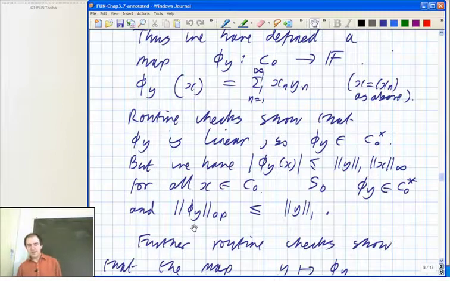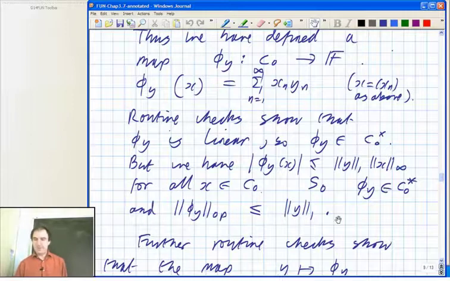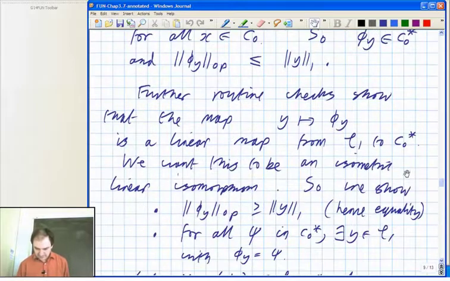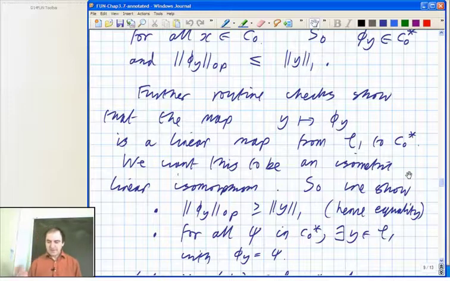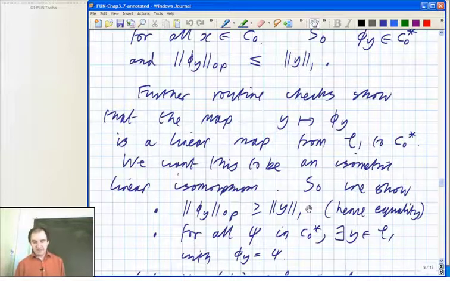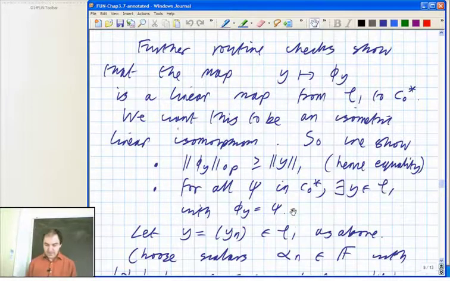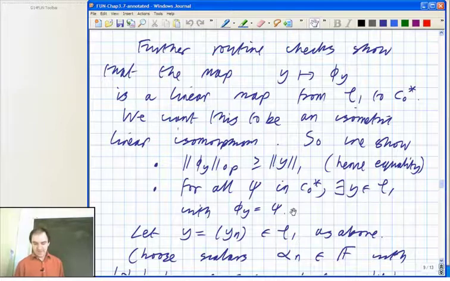So we knew then that the operator norm of this bounded linear functional was at most the norm of y. However, we wanted it to be an isometric linear isomorphism, so first we wanted to check that you got equality, so we needed the inequality the other way around, that the operator norm was at least the norm of y, and that was okay. And then we wanted to make sure that every bounded linear functional on c0, every c in c0 star, was one of these phi_y's, and then we'd be finished.